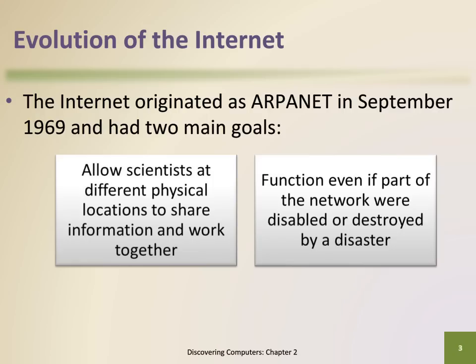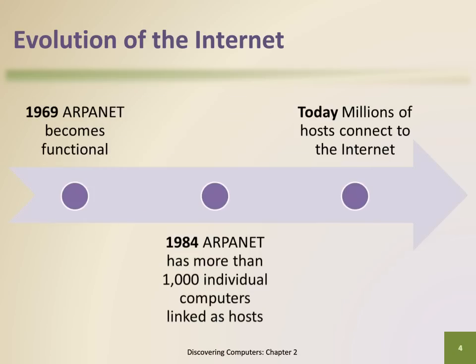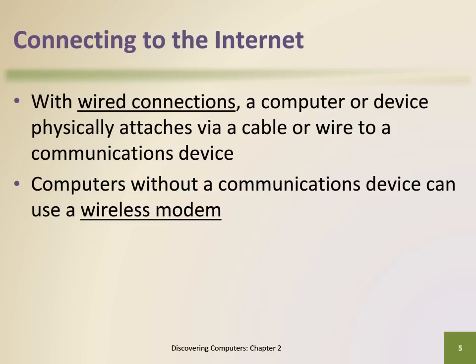The Internet originated as ARPANET in September 1969 and had two main goals: allow scientists to share information and work together, and to continue to function even if parts of the network were disabled or destroyed. Today, billions of home and business users around the world access a variety of services on the Internet using computers and mobile devices. Computer and mobile device users can connect to the Internet through wired or wireless technology.